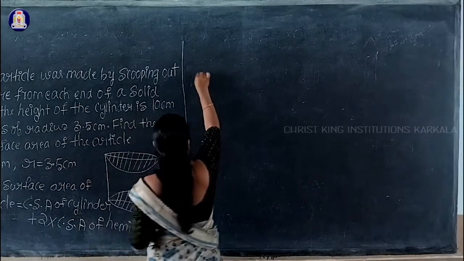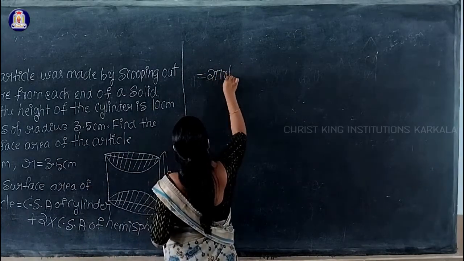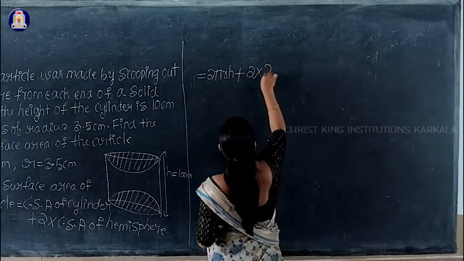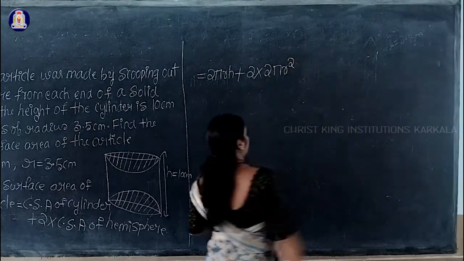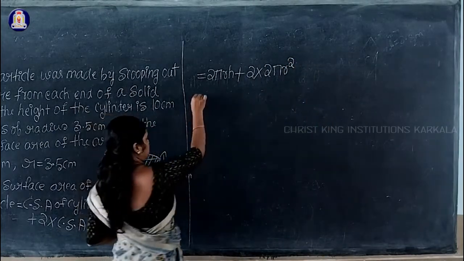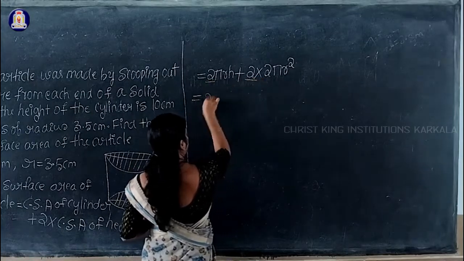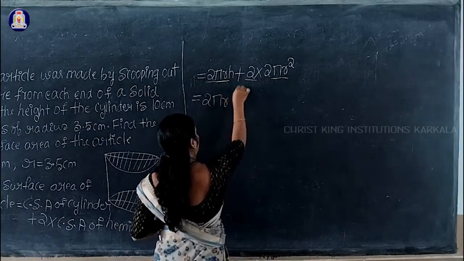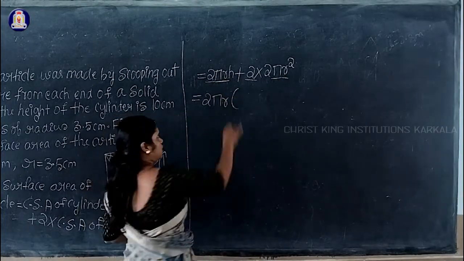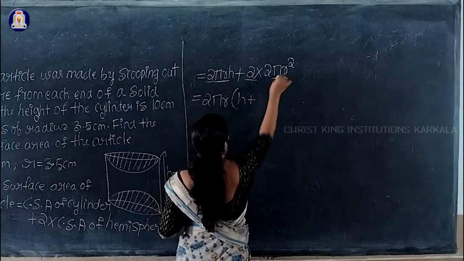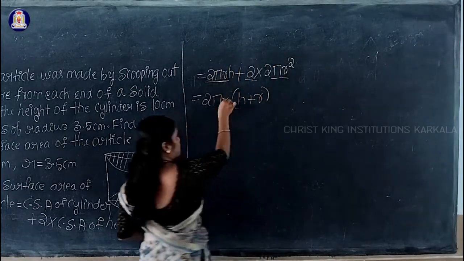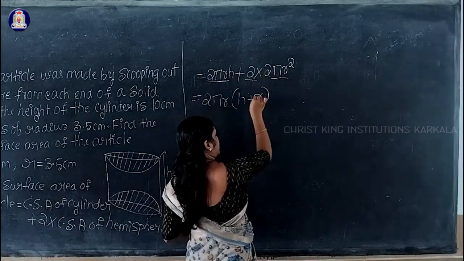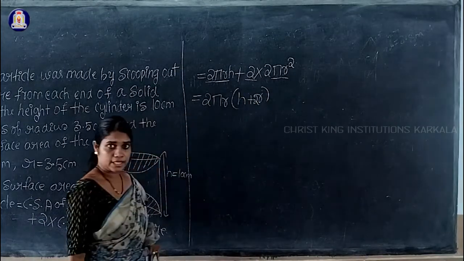What is the CSA of the cylinder? 2 pi r h plus 2 into, what is the CSA of a hemisphere? CSA of hemisphere is 2 pi r square, right? Now take the common term. 2 is common, pi is also common, r is also common. The remaining term is h plus r. From r square, one r outside, so one more r remained, h plus r, and one more 2 also remained, so h plus 2 r.